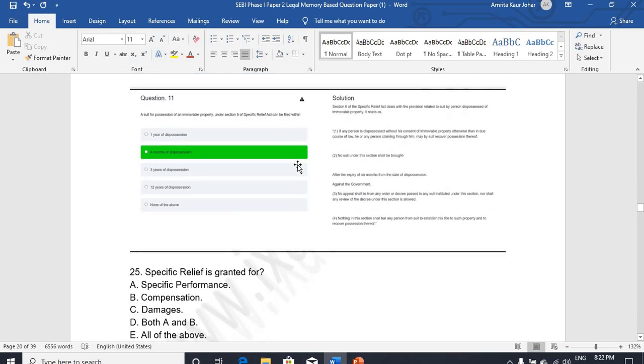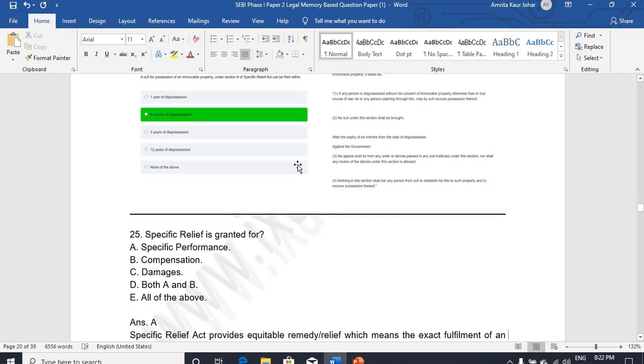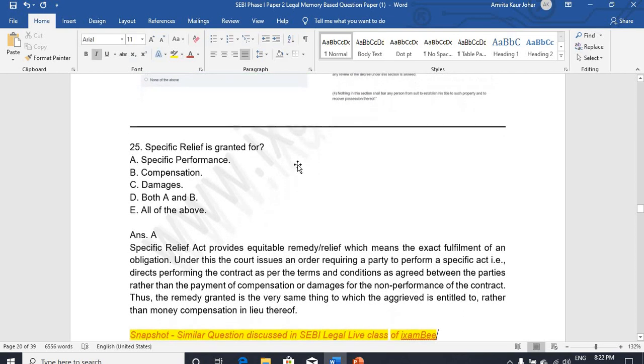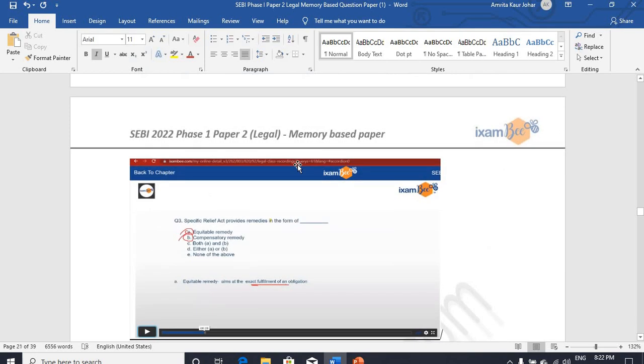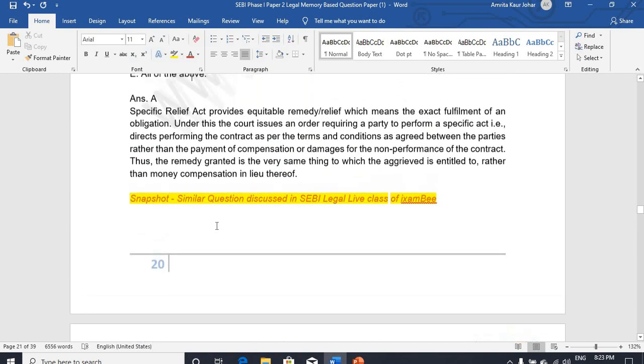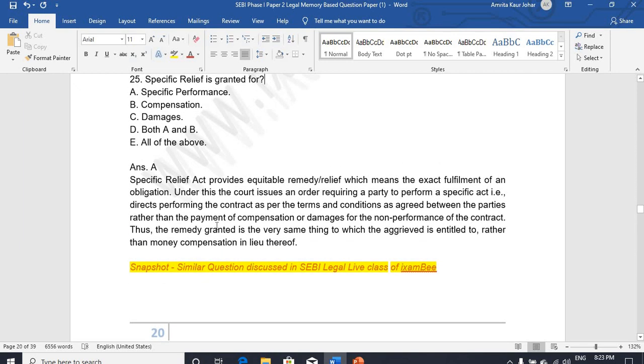Specific relief is granted for specific performance, compensation, damages, both A and B, that is specific performance and compensation, and all of the above. This was another interesting question that has come up from Specific Relief Act. ixamBee has also covered this question, you can see here, but the answer to this question will be A, that is specific performance, which is the very basic objective of Specific Relief Act, which is to provide any equitable remedy or a relief which needs to be fulfilled.